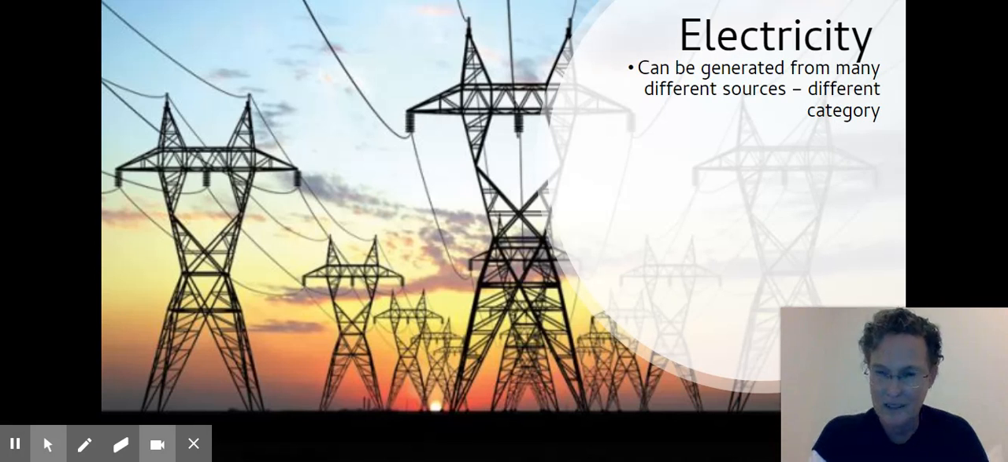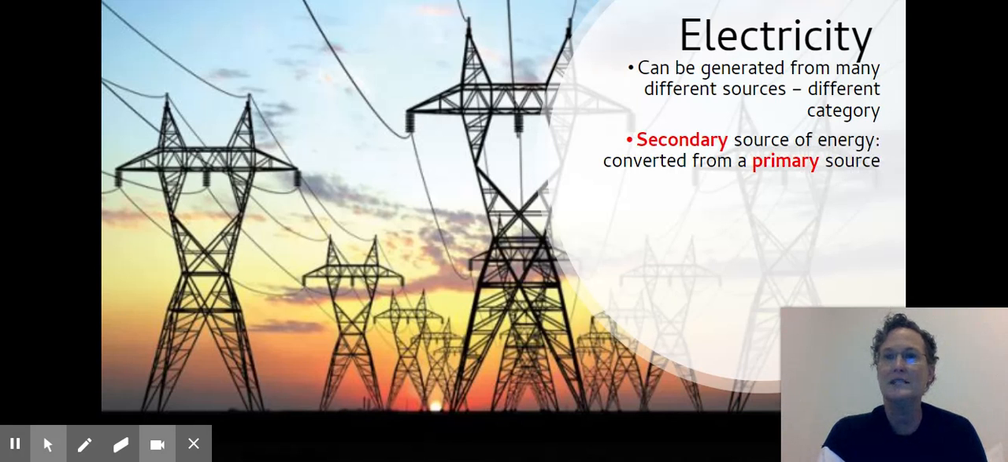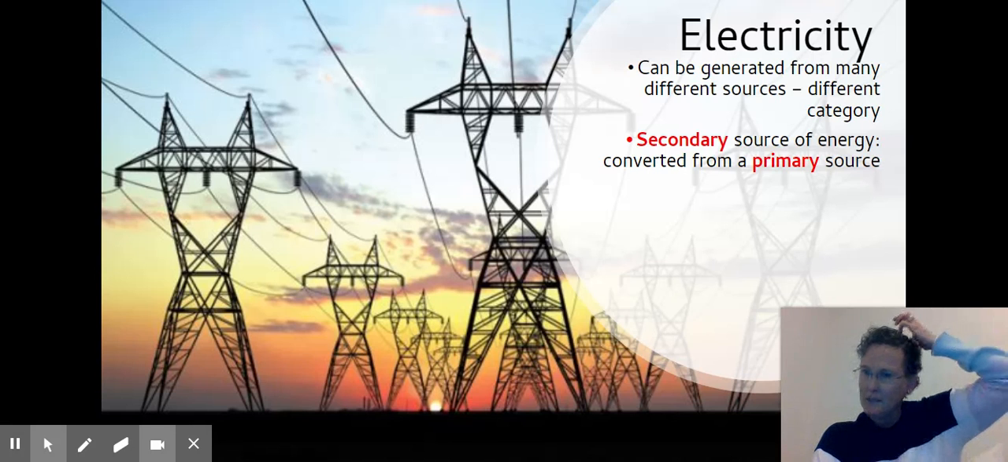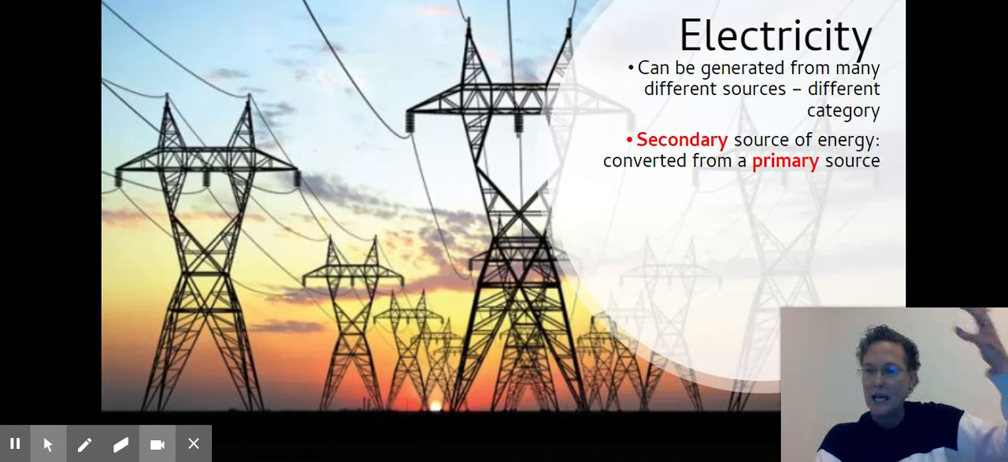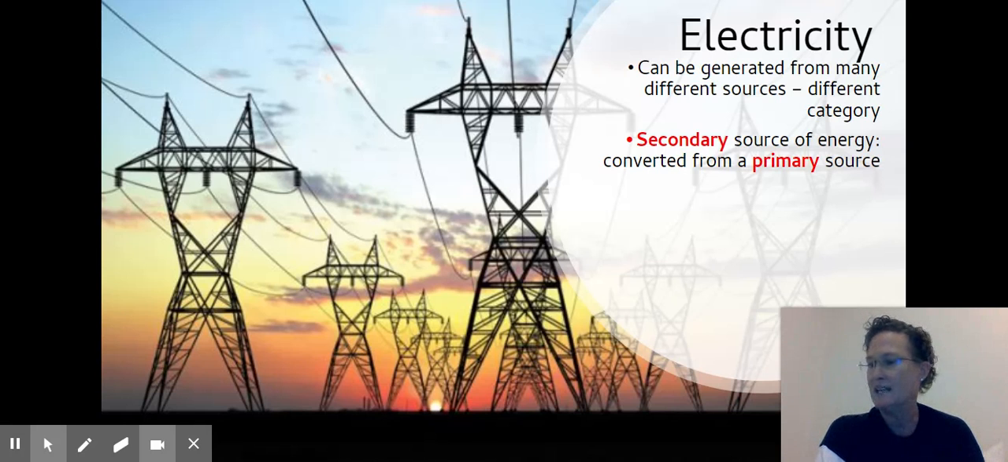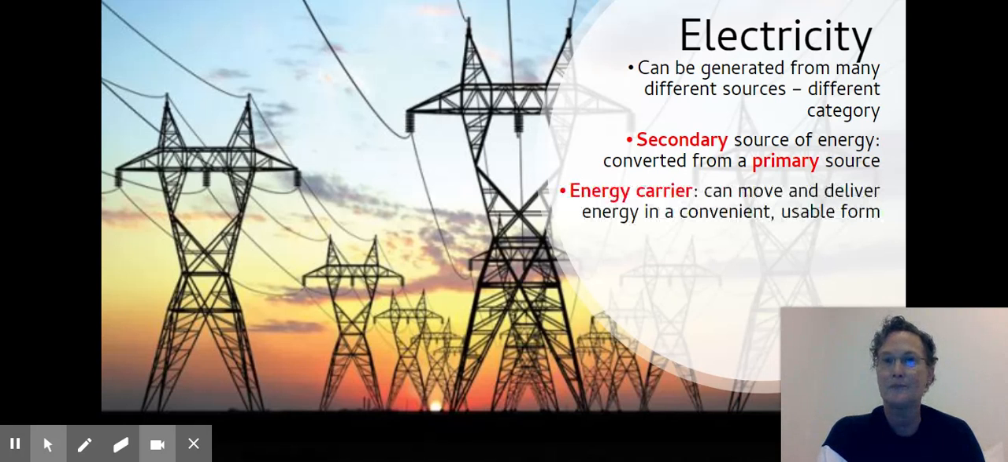Okay, so much important stuff about electricity. We'll be really tying this in a lot. So electricity can be generated from many sources, different categories. It's a secondary source of energy. It has to be converted from a primary source. You don't just get electricity. It's not like the lightning in the sky that comes down or something. You have to create it. So it has to come from a primary source.